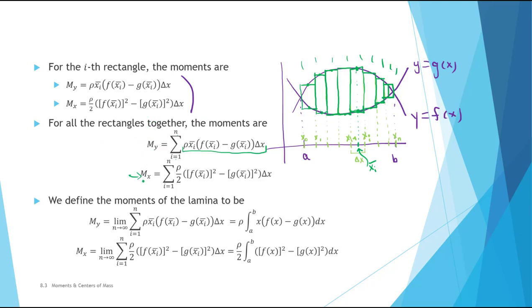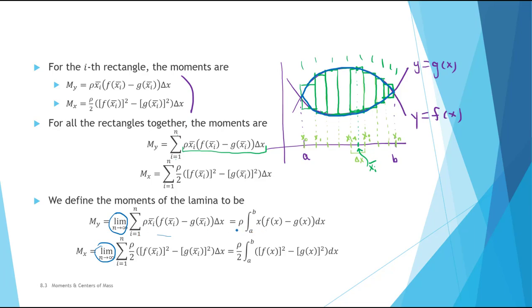We do the same thing for the moment about the x-axis. And then to get to the moment of the lamina, which is approximated by those rectangles, we do our usual thing and we just say, well, take more and more rectangles. Take the limit as n goes to infinity of the moments of the rectangles all put together. We recognize this as the limit of a Riemann sum.